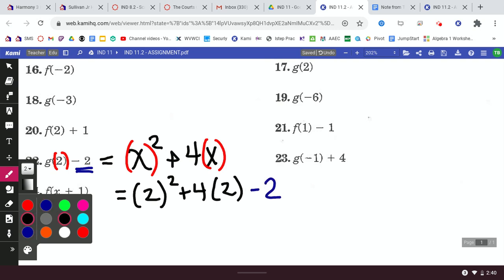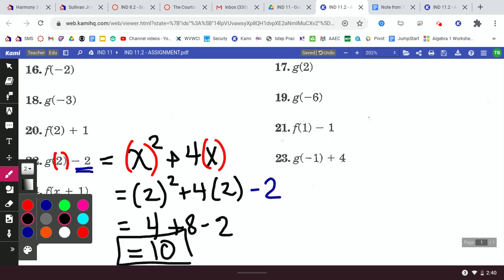All right, PEMDAS says parentheses and exponents. So 2 squared is 4. 4 times 2 is 8. And then my little scraggler of minus 2. 4 plus 8 is 12. Minus 2 is 10.